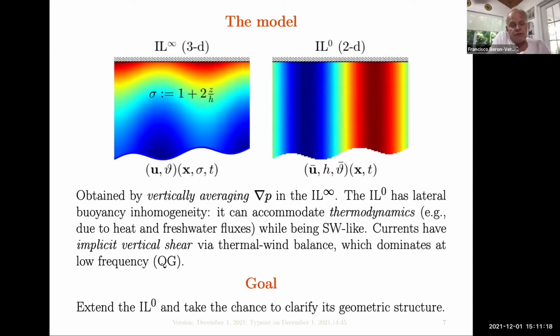And the type of model that I'm using is an approximation to the full three-dimensional primitive equation model on the left. It's a vertical average of the variables. In addition to being just a shallow water model, it can accommodate thermodynamic processes, and that is why I'm talking about thermodynamics, or this model has been called the thermal shallow water model. It has an implicit vertical shear through the thermal wind balance that dominates at low frequencies. So the goal here is to extend the IL0 that was the subject of the talk that I gave in March, and take the chance to clarify the geometric structure of the system.